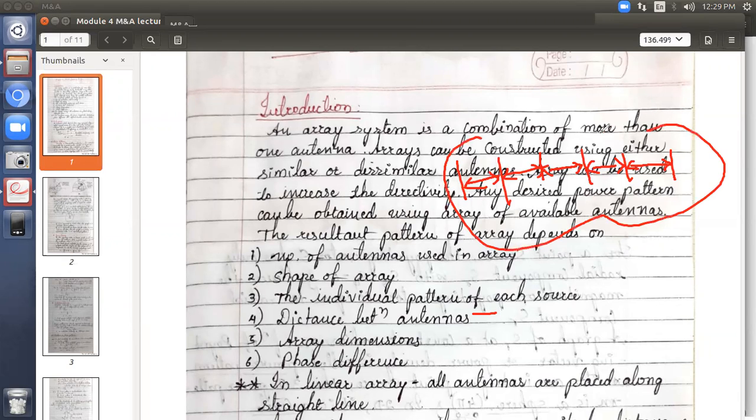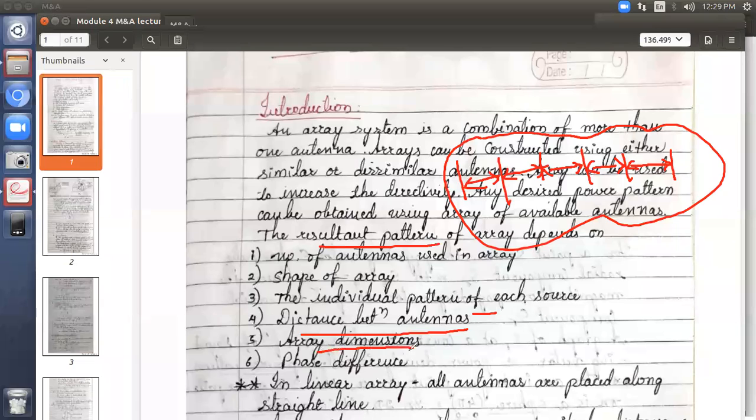Before that conclusion, they do all these experimentations. They will keep the distances the same and check the performance. They'll maintain different distances and check. So obviously the distance between the antennas matters a lot when we are designing an array system, and the resultant pattern depends on all these parameters.